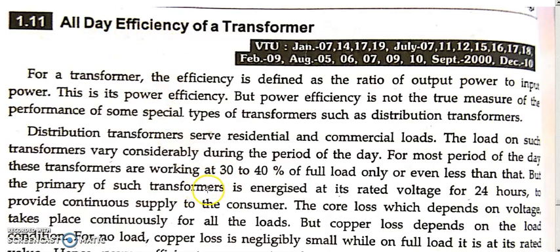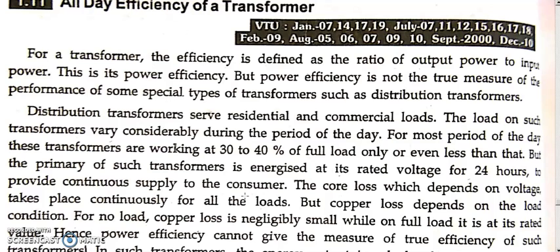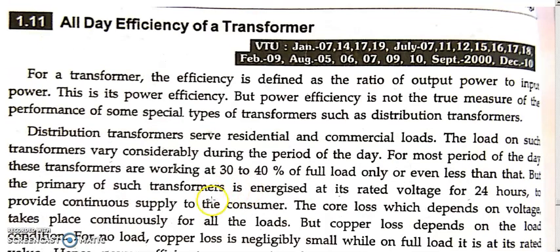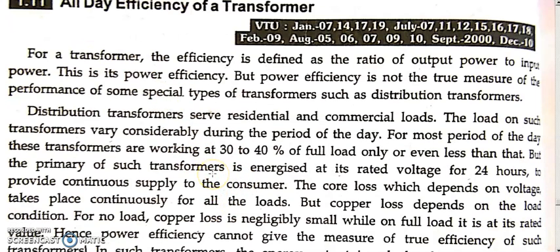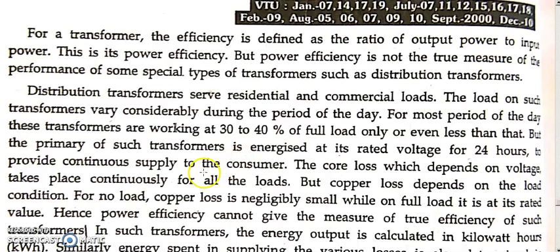Commercial efficiency is true only for a certain period of time as well as a full load. But our distribution transformers are not loaded fully. Usually, as per study, we have come to know that they are loaded around 30 to 40% of full load only, or even less. So we are not supposed to use commercial efficiency or power efficiency. Instead of that, we need to go with the all day efficiency, for all the 24 hours.